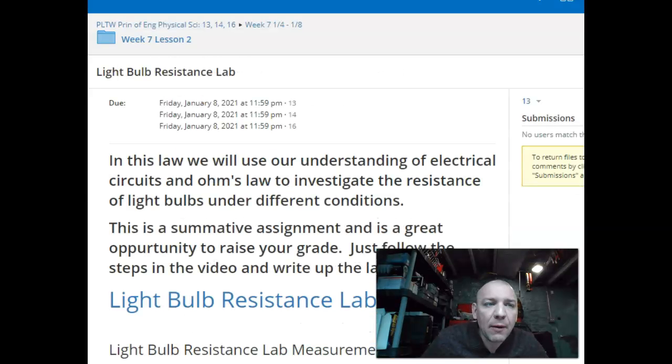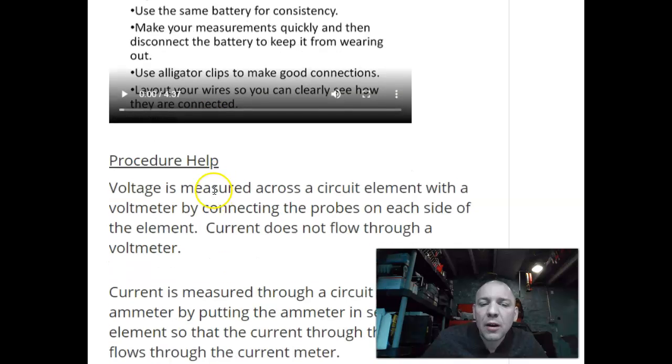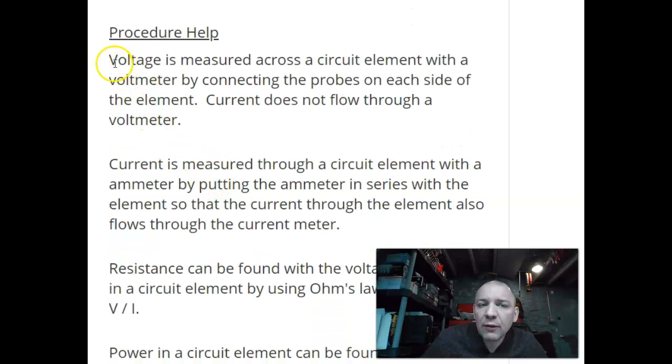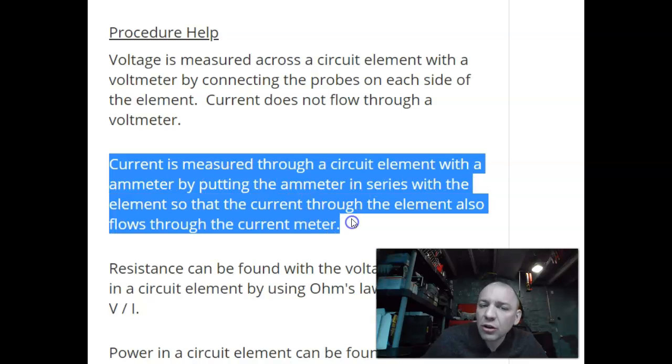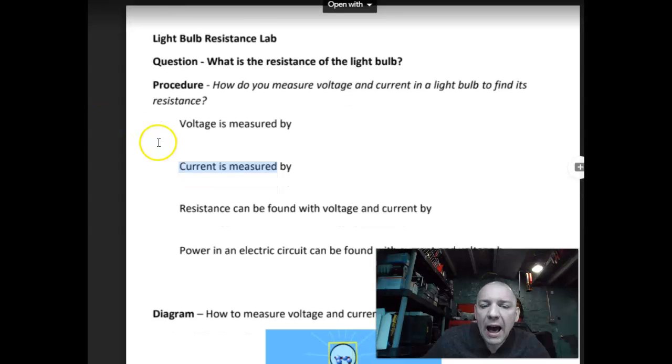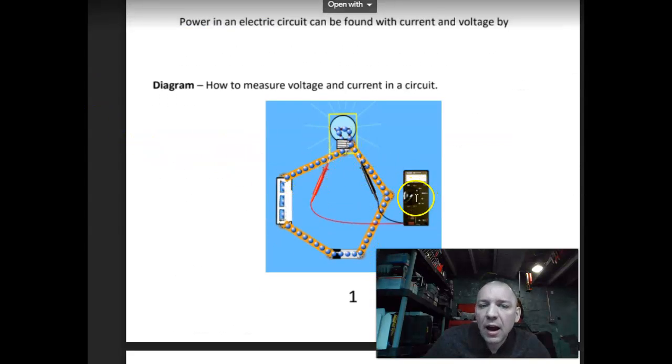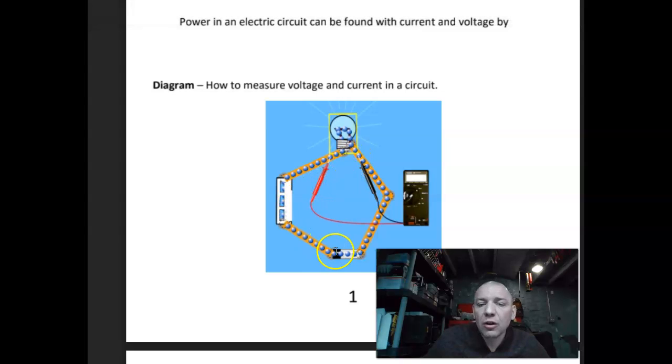To help you with that, look in the Schoology here. There's some procedure help, and they give you some descriptions about how you measure voltage and current. Make sure that those definitions make sense to yourself, especially when you look at how they're hooked up in the diagram. Once again, voltage is across something, you have to touch on each side. Current, we have to measure the electricity going through the meter.